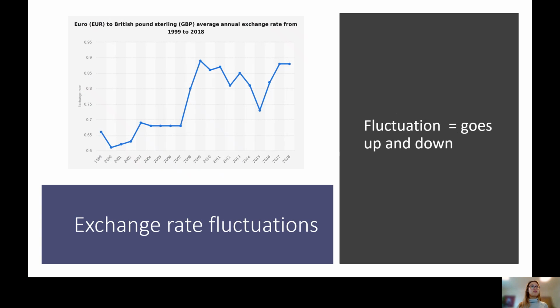And here is a graph to show you how an exchange rate fluctuates. So repeat after me. Fluctuates. Fluctuates just means goes up and down, as we see in this graph, which shows us the exchange rate between the euro and the pound since 1999. So it's gone up and down. It's fluctuated up and down. Exchange rates move up and down all the time.